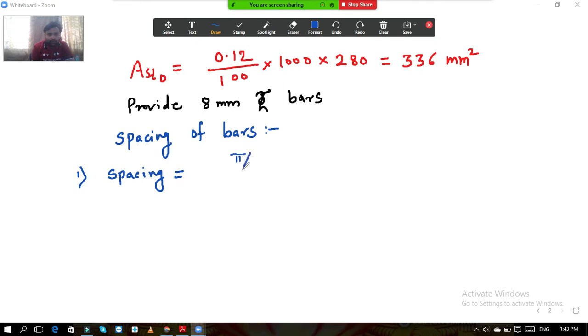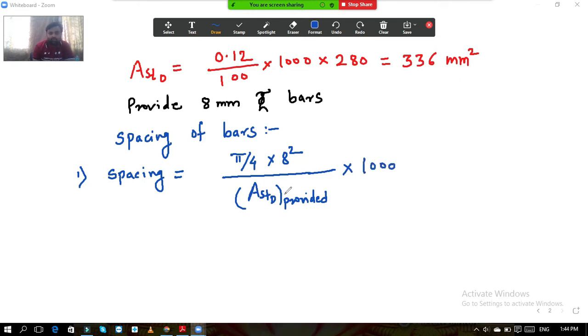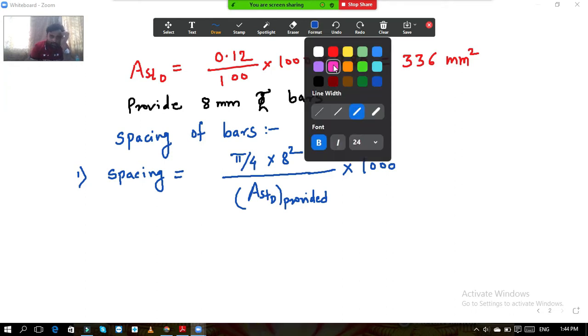Okay, so area of single bar divided by Ast D, distribution steel. Here we need the value of provided, what we have provided. Okay, Ast D provided into width. Width is 1000. So for this now we need distribution steel provided. So we will calculate the value of Ast D provided now.